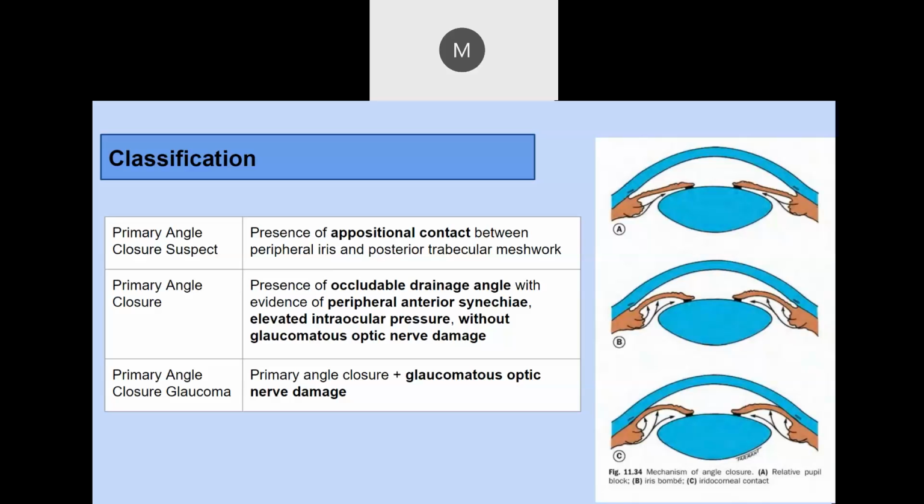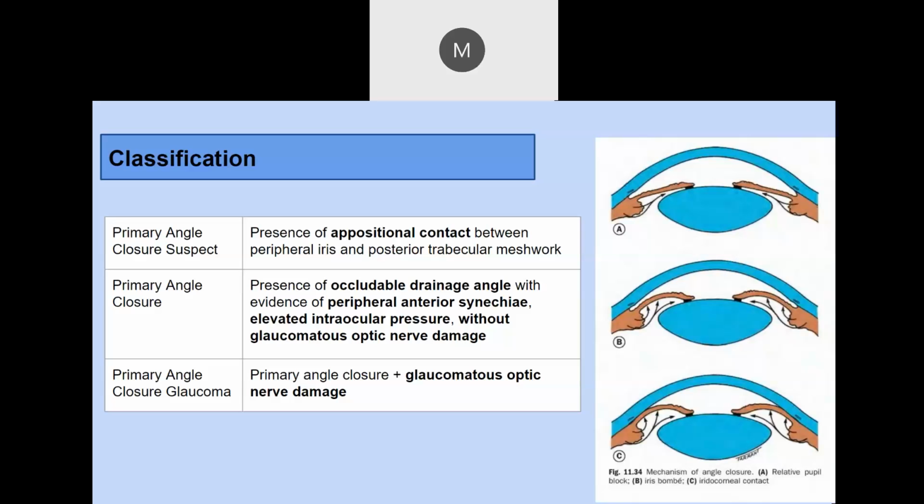Primary angle closure can be classified into primary angle closure suspect, primary angle closure, and primary angle closure glaucoma. For the first classification, primary angle closure suspect, there is presence of appositional contact between the peripheral iris and posterior trabecular meshwork, meaning that, as you can see in the picture labeled B, the lens comes into contact with the iris. So this is what occurs in primary angle closure suspect.